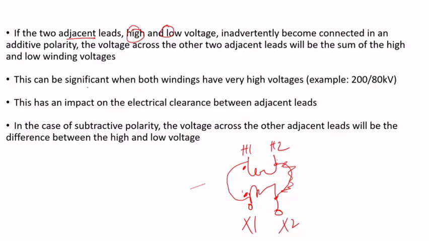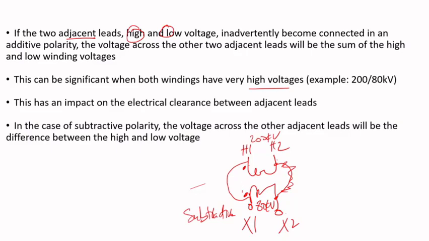So this can be significant when both windings have very high voltages. As an example, this winding is 200 kV, this one is 80 kV, just as an example. Well, in this case, this is subtractive. So this is subtractive.